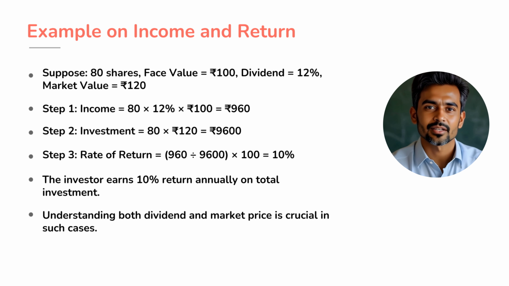Step 3, calculate the rate of return. Rate of return equals open bracket 960 divided by 9,600 close bracket multiplied by 100, which gives 10%. So even though the dividend is 12%, your actual return is 10% because you paid more than the face value. This clearly shows why market value matters just as much as dividend rate when deciding on a share.